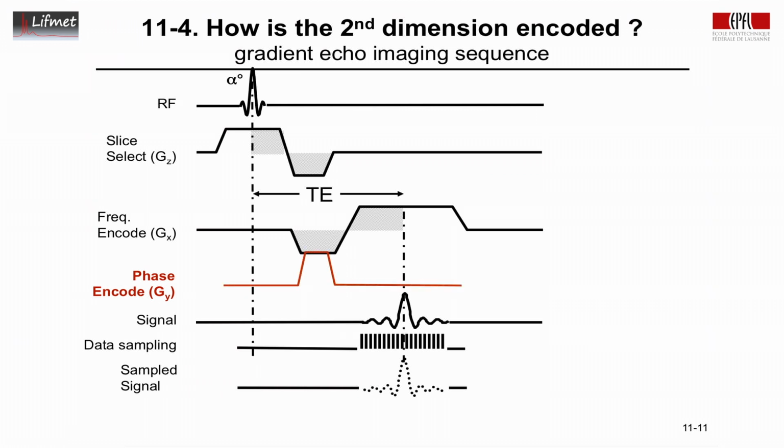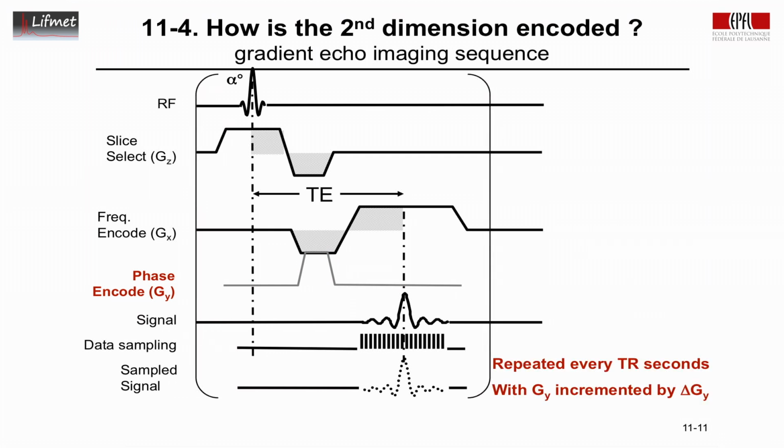We just turn on the gradient at this position for a certain amount of time with a certain amplitude. And this is now the entire experiment. However, this phase encode gradient is applied with a certain amplitude. That does not give us spatial information. So this is repeated with a changed amplitude, here reduced by an amount delta Gy. And we repeat it again.